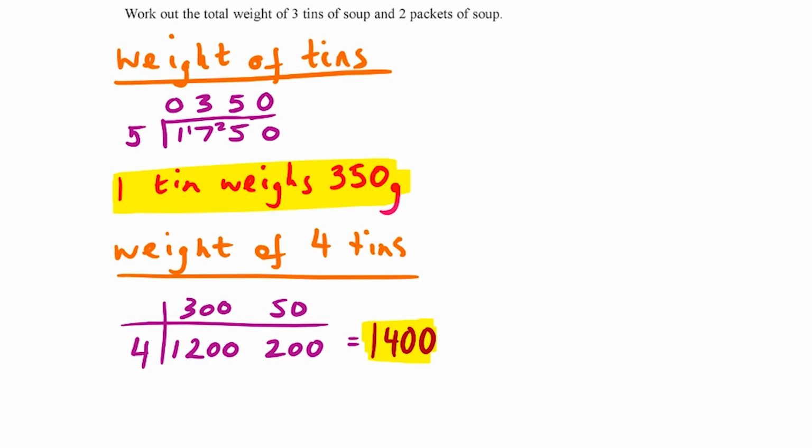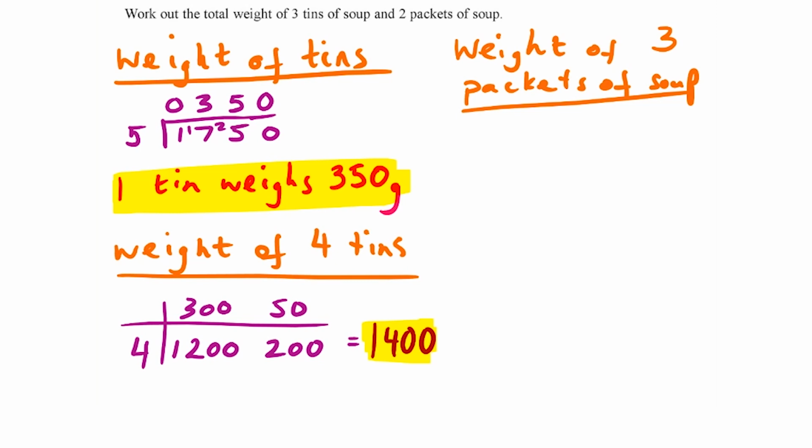Now we can work out the weight of a packet of soup. So we've got, in the second part of the question there, it tells us that we have 3 packets of soup added to those 4 tins of soup. So we now know that the 4 tins weigh 1,400 grams. So if we do 1,490, take away the weight of the tins, in other words, take away 1,400 grams, we're left with 90 grams. And that is the weight of 3 packets of soup.